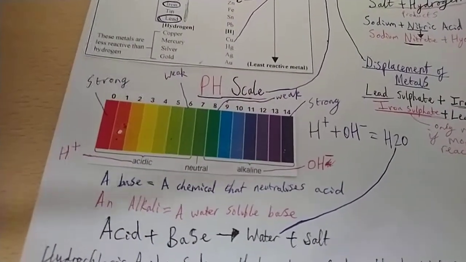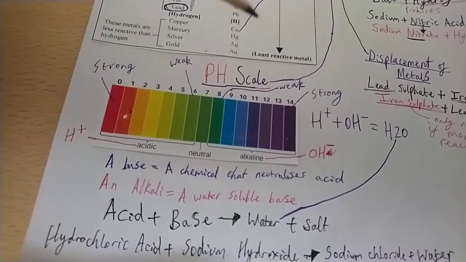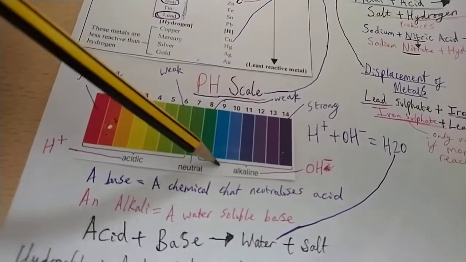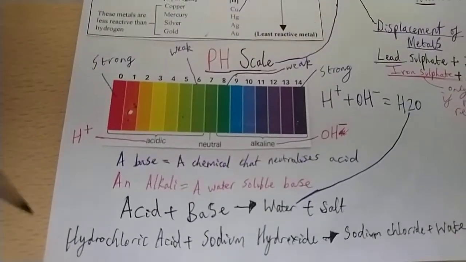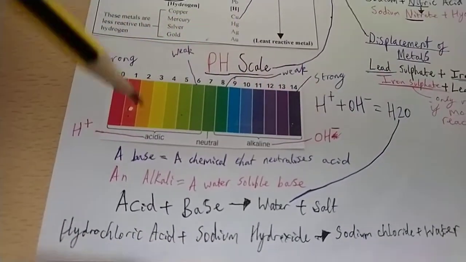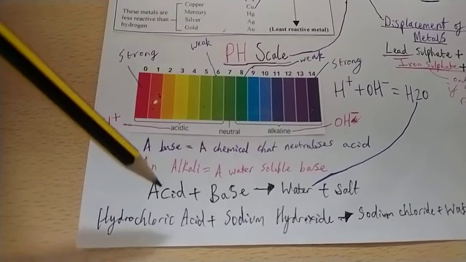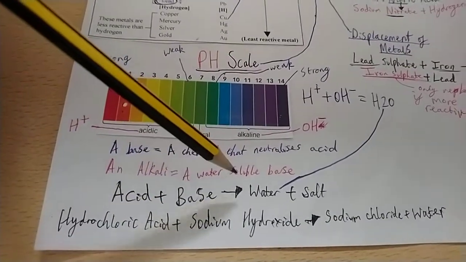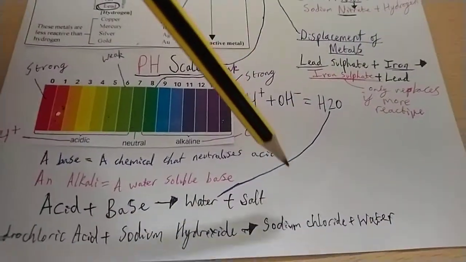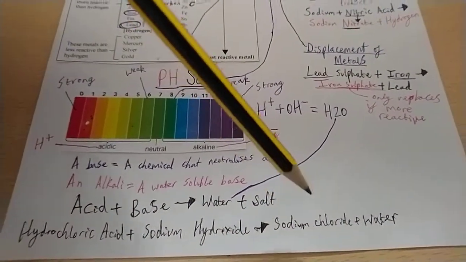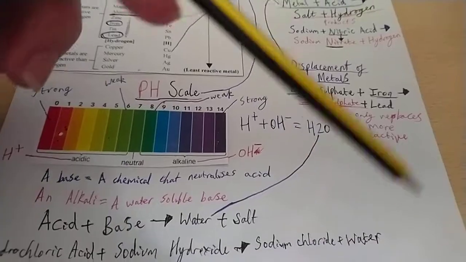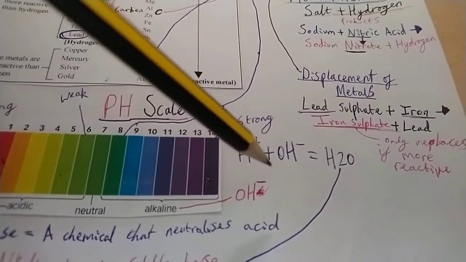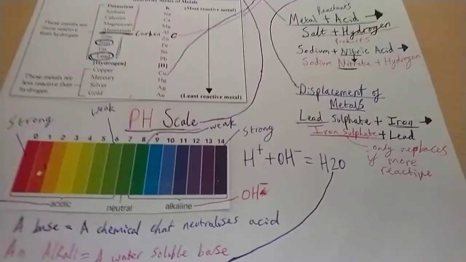A base is a chemical that neutralizes acids, and an alkali is a water-soluble base, and it's here. So an acid plus a base equals a salt and water. For example, if you have hydrochloric acid and add sodium hydroxide to it, you would get sodium chloride and water. Sodium chloride being the salt and water being the water. That is as the H plus and the OH minus make H2O.